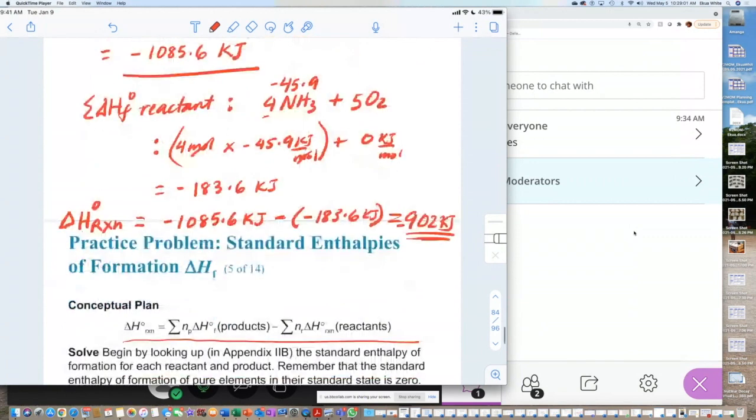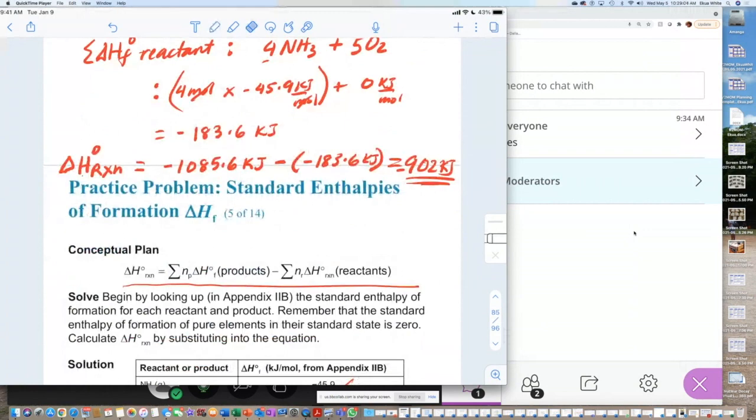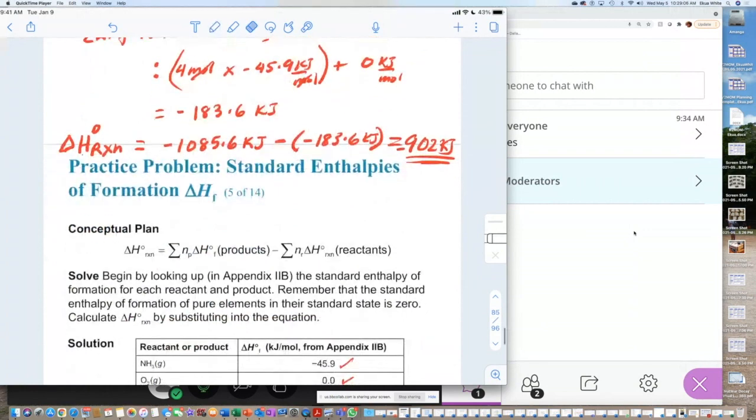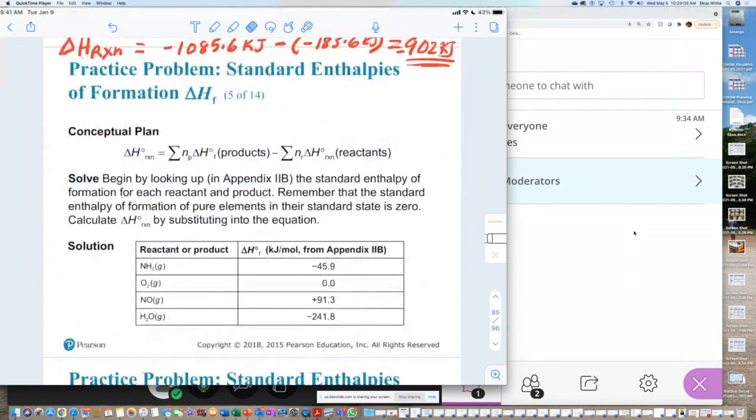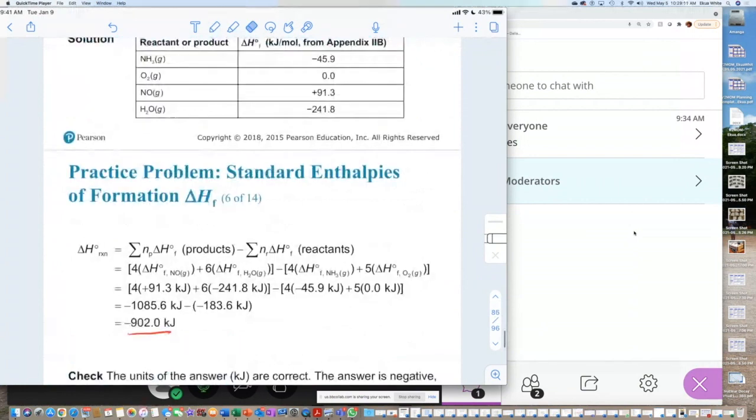Okay, let's see what they got. They worked it out here. Products minus reactant, they had their little tables. Everything looks good. Oh, look at that, negative 902 kilojoules. Now they work it out in one go. They can do that. They can afford that luxury. They have everything on the same page, right?